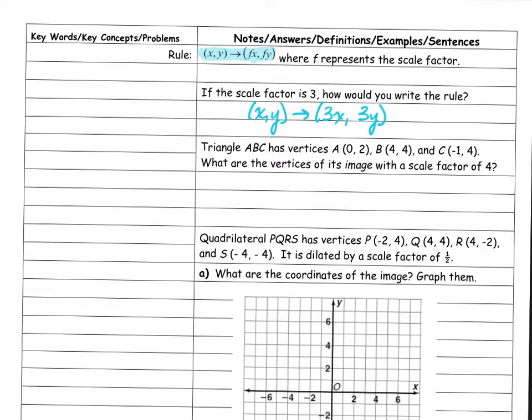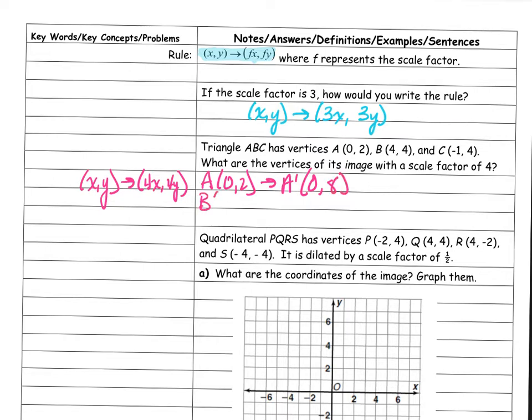So I'm going to write out my rule here. So I've got XY, and it goes to 4X and 4Y, right? So that's what I want to do to each of my points. So A is (0, 2), and it would become A prime. And now I'm going to multiply each of those points, my X by 4 and my Y by 4. So 4 times 0 is 0, great. And 4 times 2 is 8. And there's my new point.